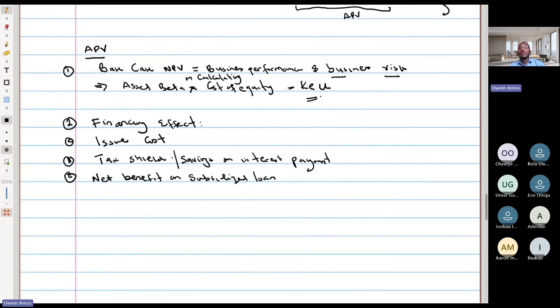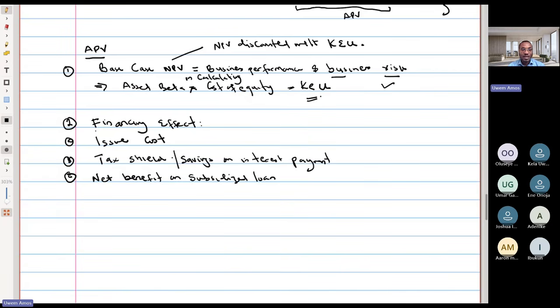Okay, guys, that's what our APV would all be about. So we're going to look at the base case NPV. And this base case NPV would basically be your NPV discounted with cost of equity ungeared. And then we're going to look at our financing effect. The financing effect will just be 3.